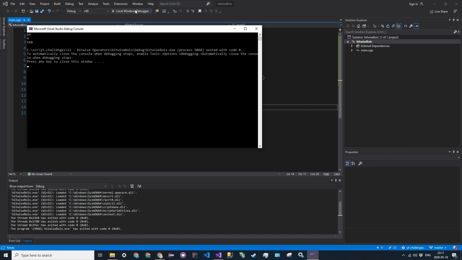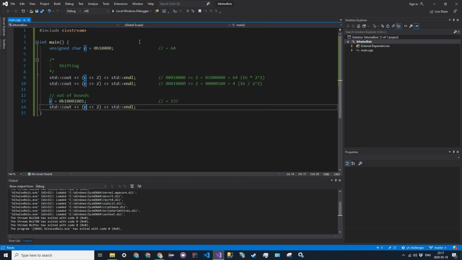We get 548, which is 137 left-shifted by 2, which is multiplied by 4. And the reason you go above the storage value for an unsigned char, which goes from 0 to 255, that's just 8 bits either way, is because this just converts it to an integer.